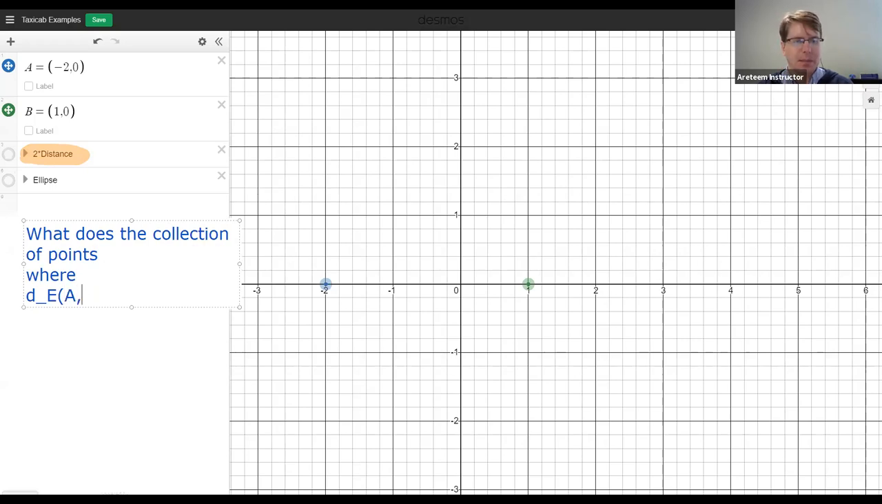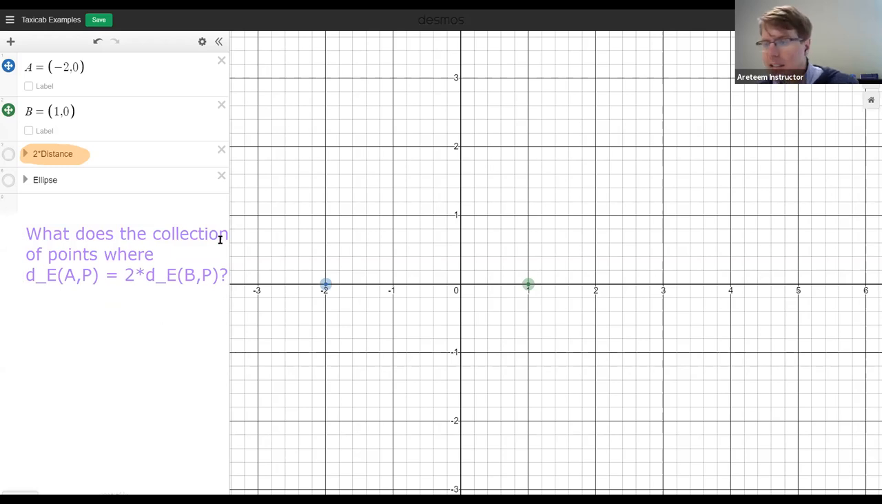to P is equal to, I want to make sure I did this in the right order, twice the distance from B to P. So here we're looking at a slightly different scenario, a slightly different collection of points. This one doesn't have as nice of solutions, or as nice of ways of thinking about it. So let's start by plotting some points. Everybody agree that (0, 0) will work here?